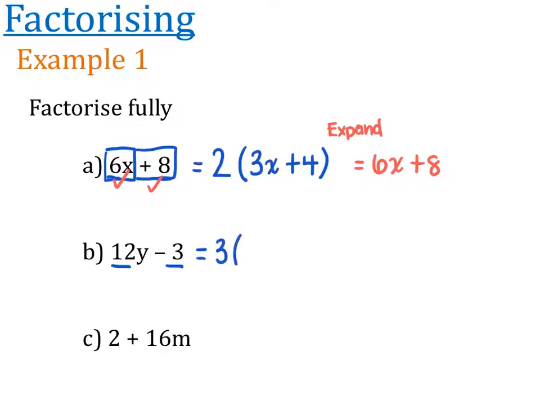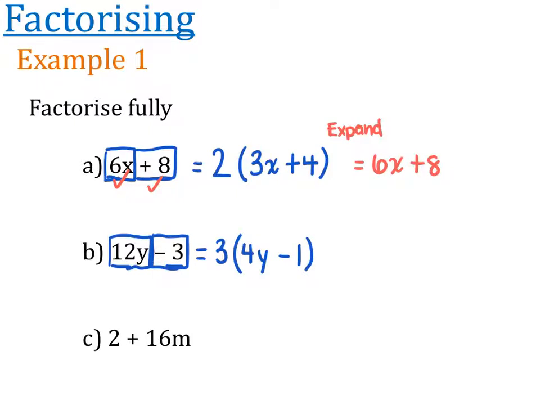And then I'm going to start by asking myself the question, what is 12y divided by 3? And the answer to that is 4y. And then I'm also going to ask myself, what is minus 3 divided by 3? And that gives me negative 1. And then there we go.